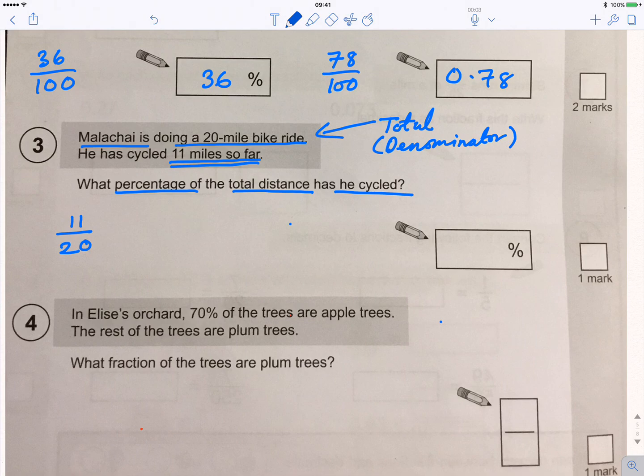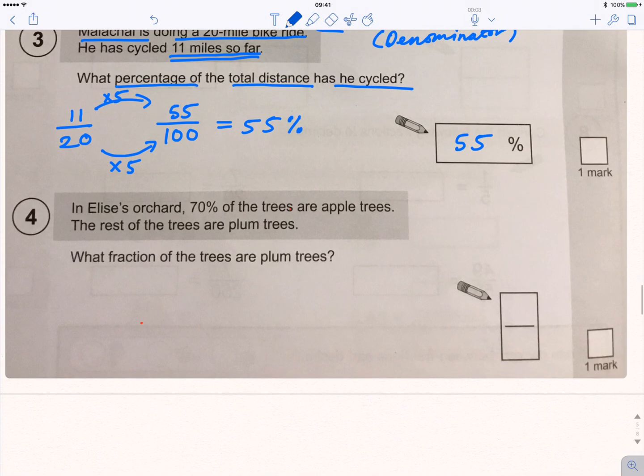Now, a fraction in this form is not that meaningful until we convert the denominator into 100. How do we get from 20 to 100? Clearly we multiply that by 5, so that becomes 100. And we need to do the same to the numerator. Multiply that by 5, that becomes 55. So that's 55 over 100, which is just equal to 55%. That's your 55%. Let's go to the next question.